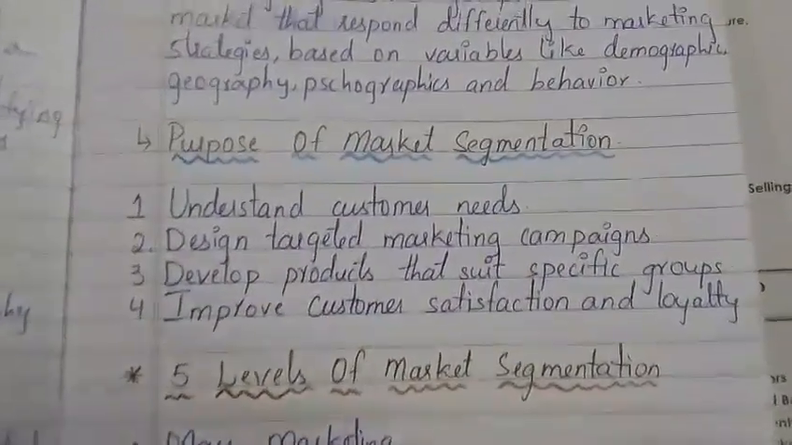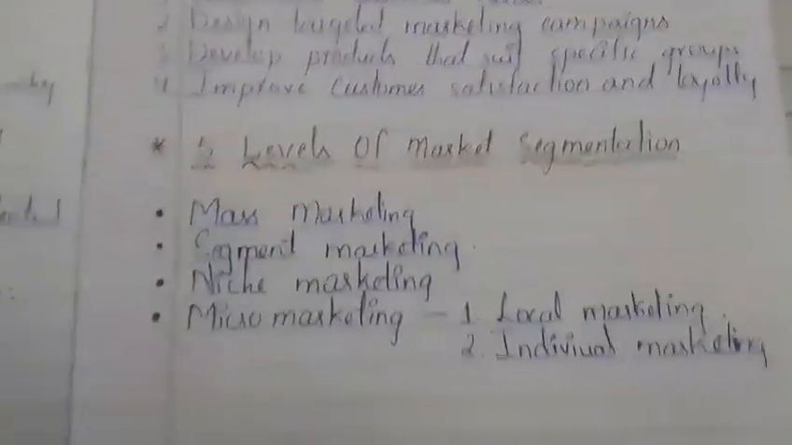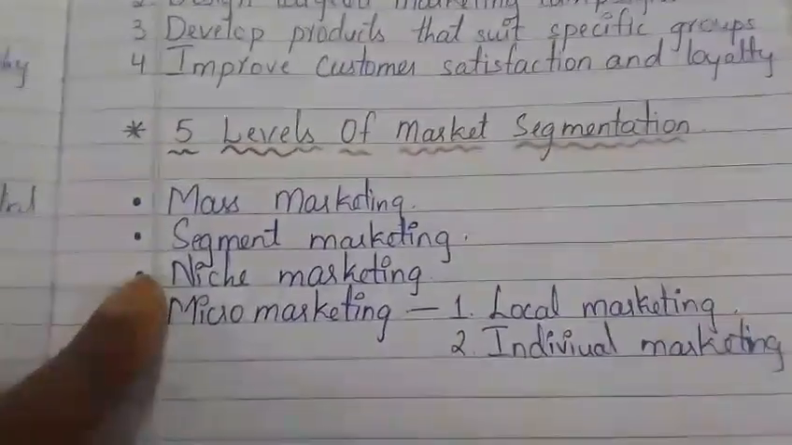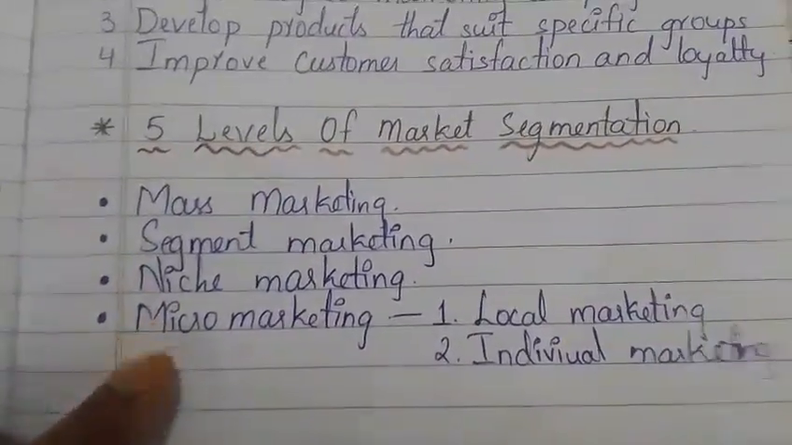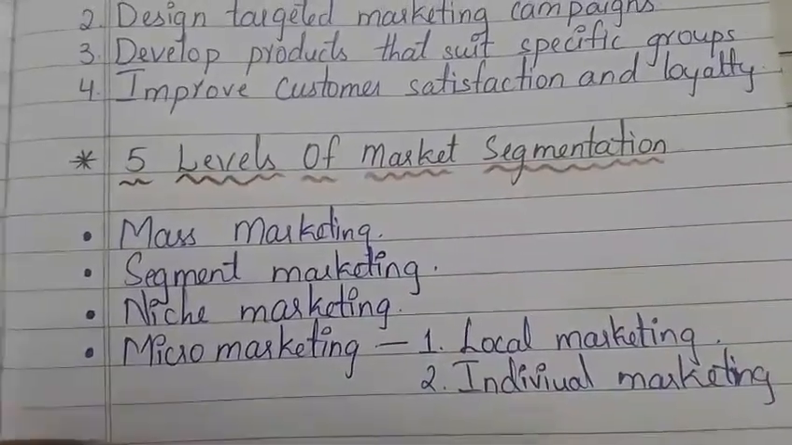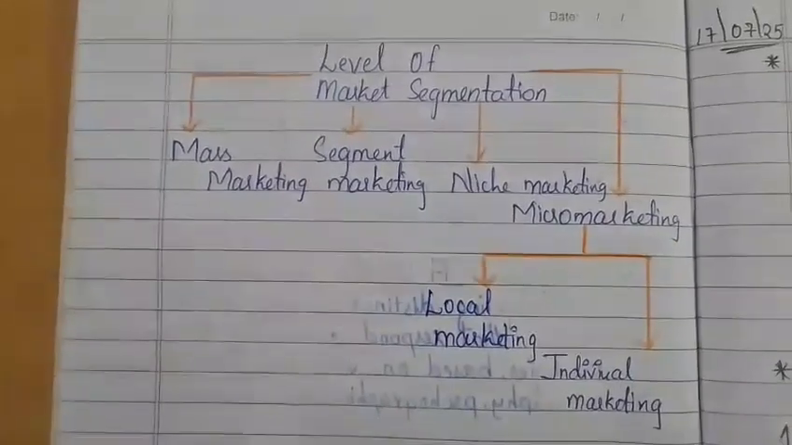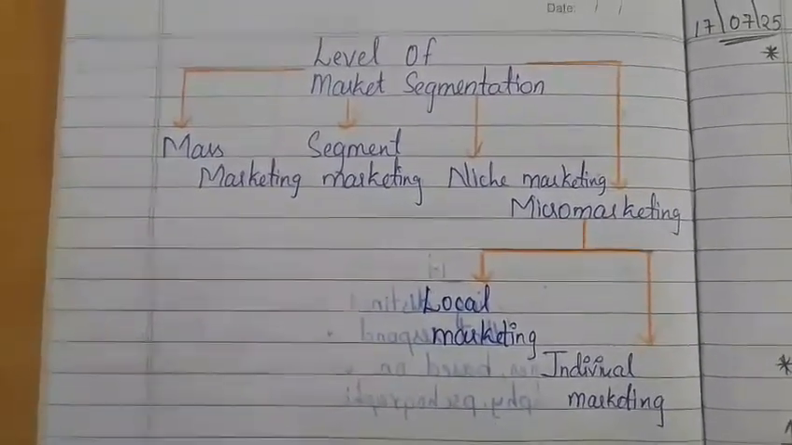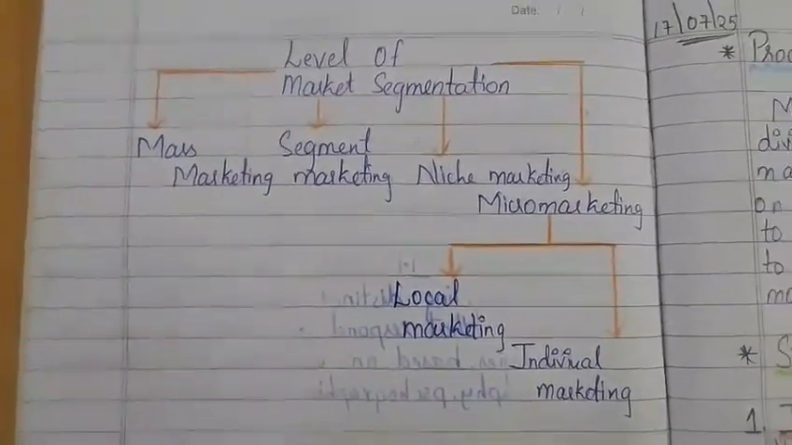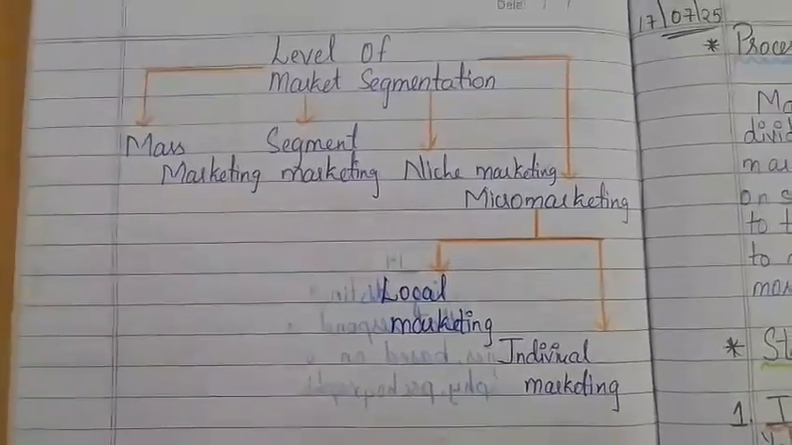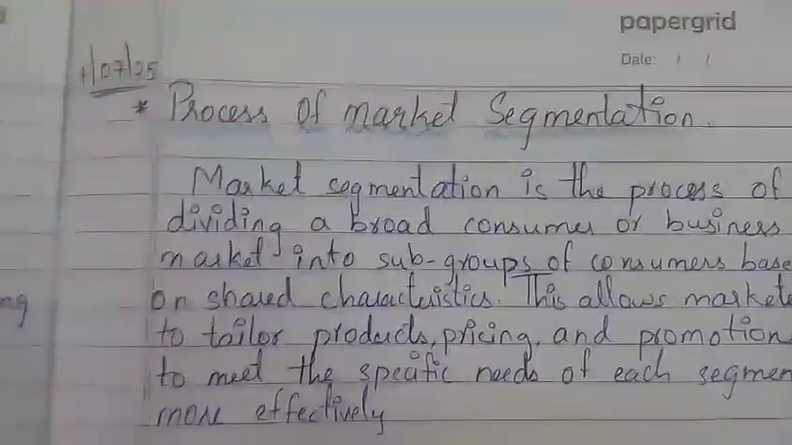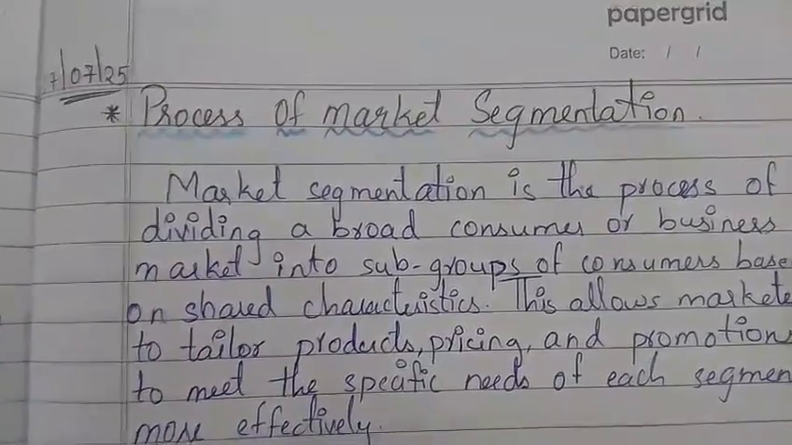And then the requirement of it, and there are levels of market segmentation. This generally comes for short answer questions, not from an essay perspective. If you put this in the form of a flowchart, these are the levels of market segmentation. They're very simple. You can just go through this with the help of examples, you can understand. Now the process, how we are segmenting the market.